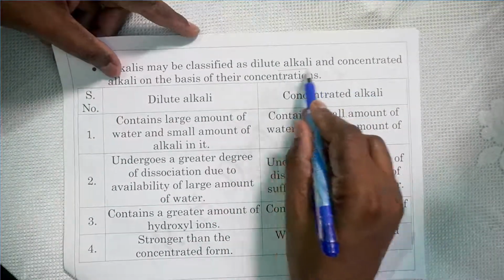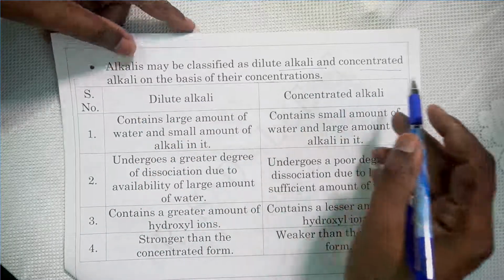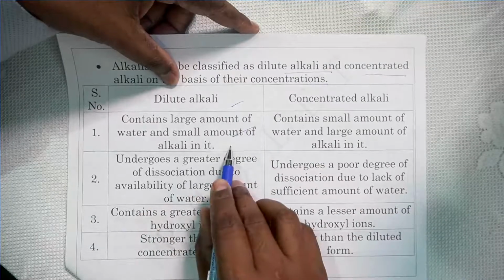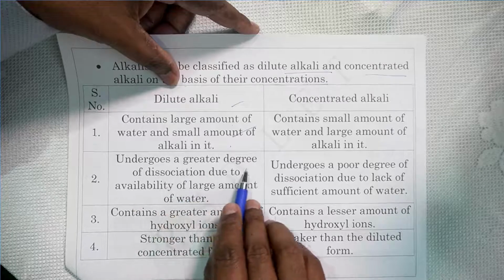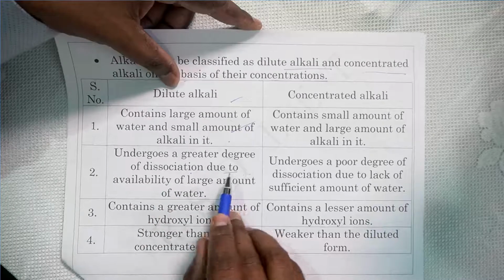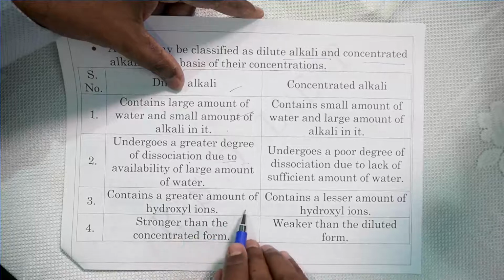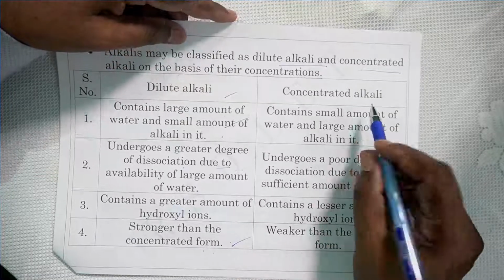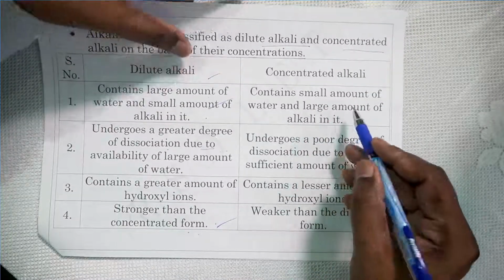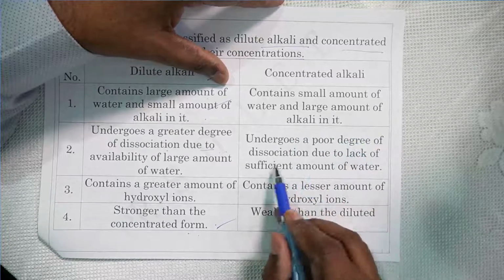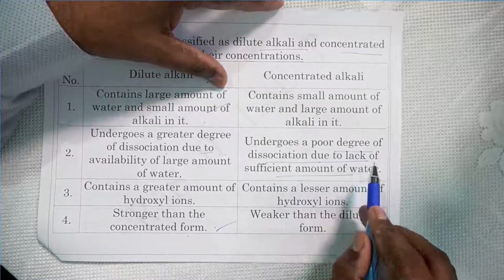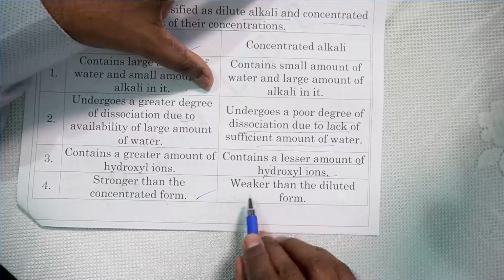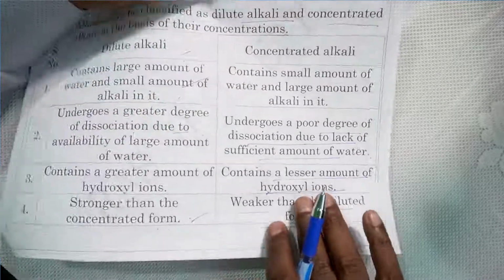Alkalis may be classified as dilute and concentrated depending on the amount of water. A dilute alkali contains a large amount of water and a small amount of alkali. Since there is a large amount of water, it undergoes a greater degree of dissociation and produces a greater amount of hydroxyl ions. So it is a stronger form of the alkali. A concentrated alkali contains a small amount of water and a large amount of alkali. The dissociation is poor here due to lack of sufficient water. Therefore, it contains fewer hydroxyl ions and will be weaker than the dilute form.